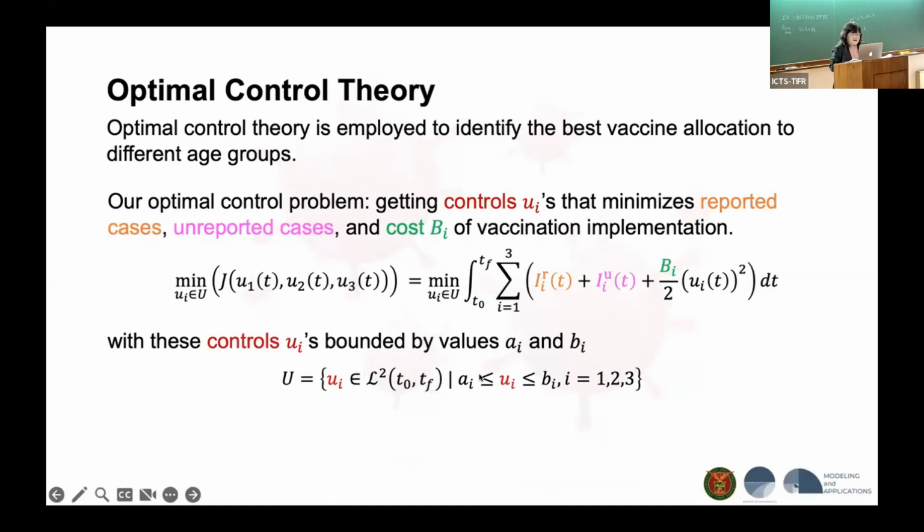And the control u_i has a lower bound and an upper bound, a_i and b_i. So a_i here is the minimum implementation effort, and b_i is the maximum implementation effort. And here, the controls are expressed as quadratic functions to take into account the nonlinear cost for the implementation of each control. Now, if u_i is 0, it suggests that no vaccination effort is employed. And when u_i is 1, this denotes the maximum effort is exerted for vaccine administration in the corresponding age group.